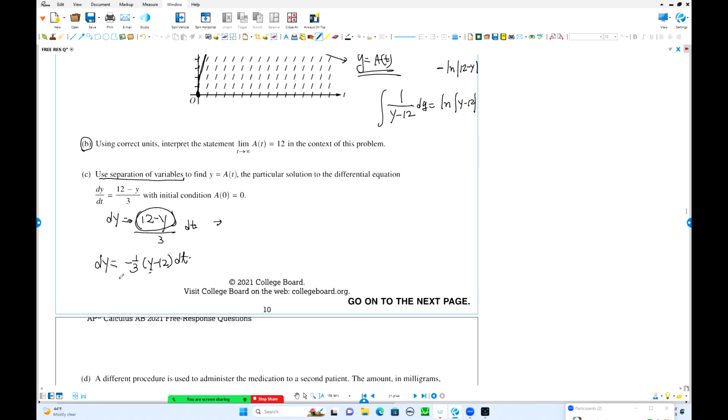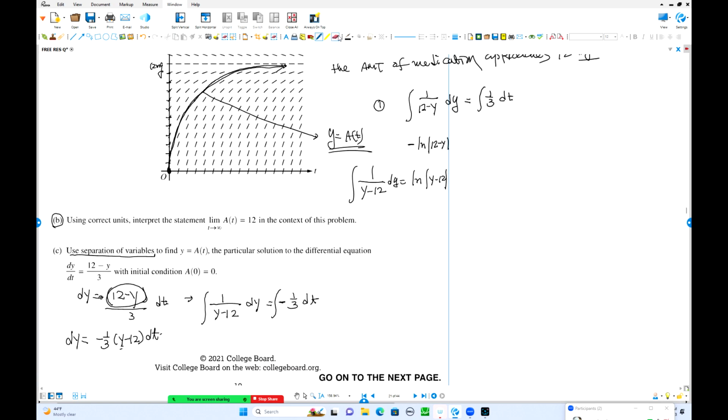So y minus 12 is moved to the left: 1 over (y minus 12) dy equals negative 1/3 dt, and take the integral. The right-hand side has the negative sign, negative 1/3 times dt. That is better. There is a minus sign over here, y minus 12 here, and we got one more negative sign. It's the same thing, isn't it?